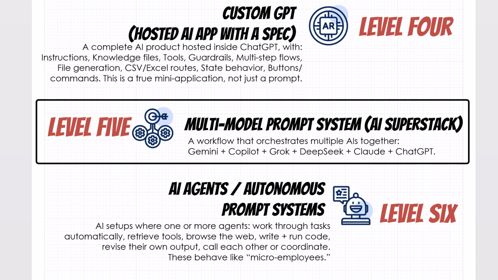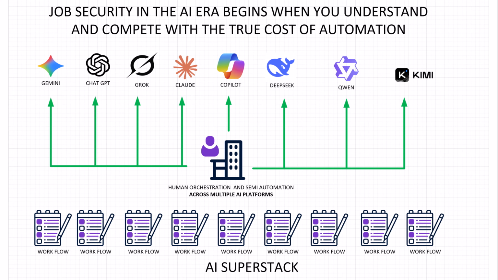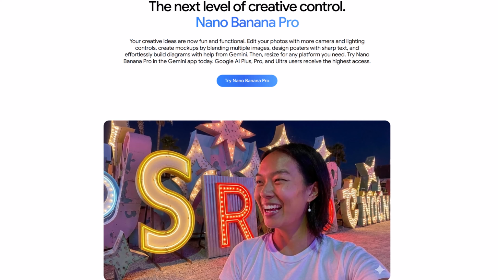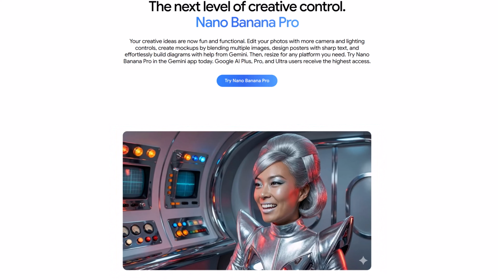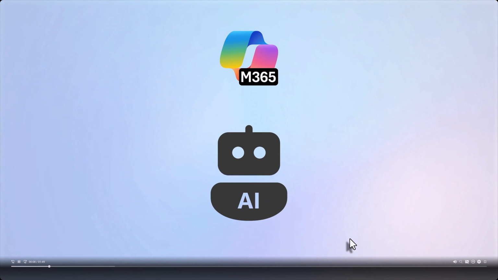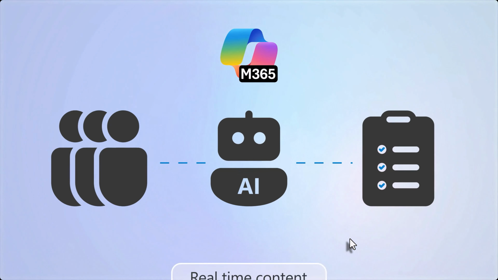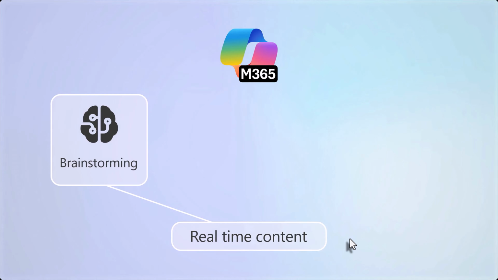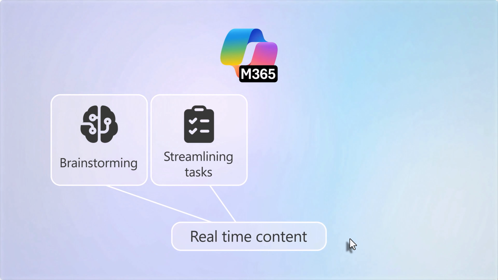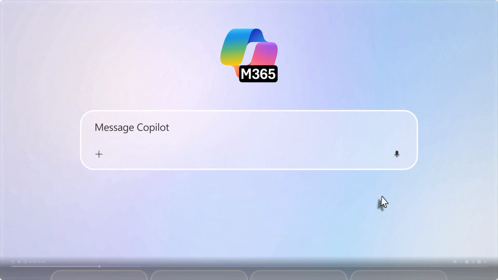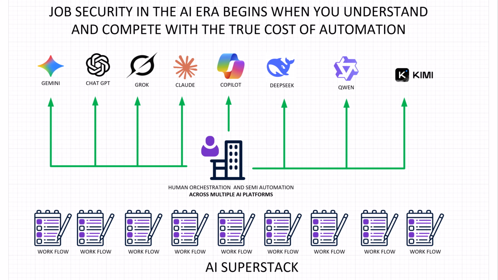Level 5 is where everything changes. This is the path to job security in the AI era. Instead of relying on one model, you build a workflow that orchestrates multiple AIs working together: Gemini, Copilot, Grok, DeepSeek, Claude, and ChatGPT. Each AI handles the part it does best: reasoning, coding, search, real-time data, rewriting, verification. By combining their strengths, you create an output that is faster, cheaper, and more accurate than using a single AI. And that's the key. You operate below the true cost of full automation.